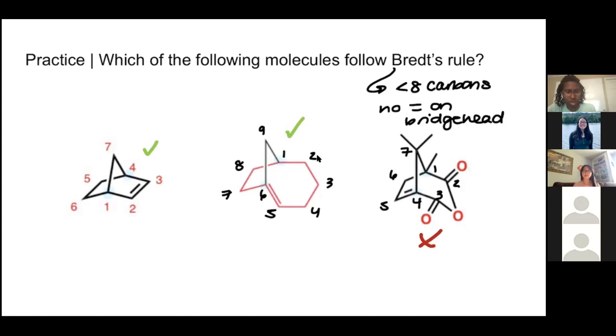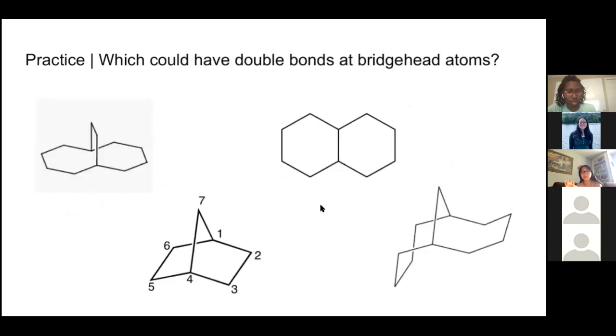Cool. Does anyone need a little more time on this slide? All right, looks like we're good. Last slide, we're almost there. One more practice: which of these could have double bonds at your bridgehead atoms? Remember Bredt's rule, let's go back to it.